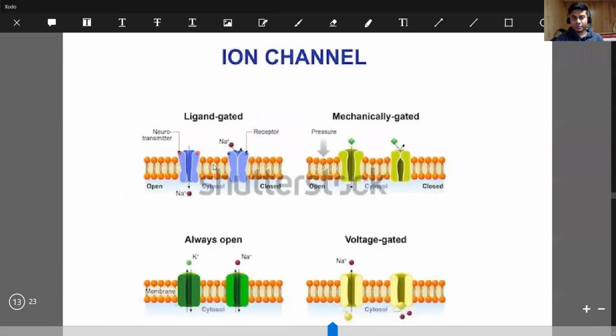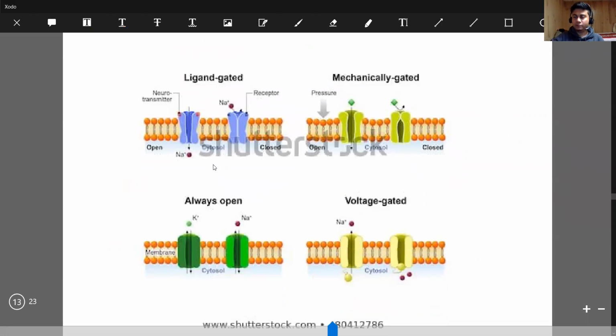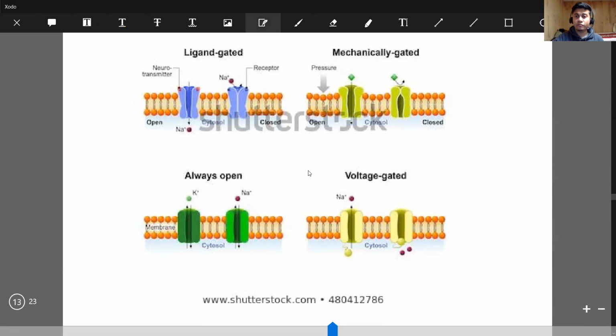Now, ion channel receptors. As you see, there are several types of ion channels, like the ligand-gated ion channel. Ligand-gated ion channel means whenever a ligand, that is a neurotransmitter, binds to that receptor, the ion channel is activated. Mechanically gated ion channels are opened due to some mechanical effect, like pressure on a cell. Next are ion channels that are always open, like potassium leaky channels. We know that in the cell, there are potassium leaky channels through which potassium goes out of the cell.